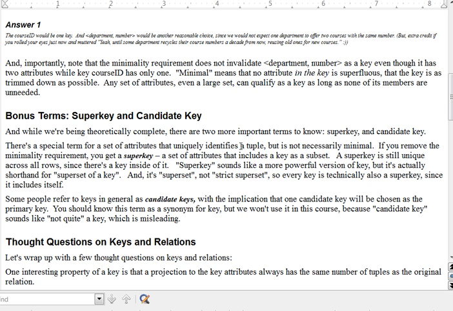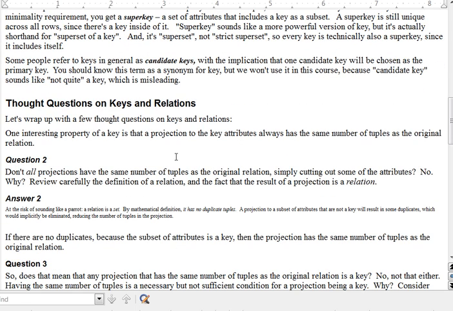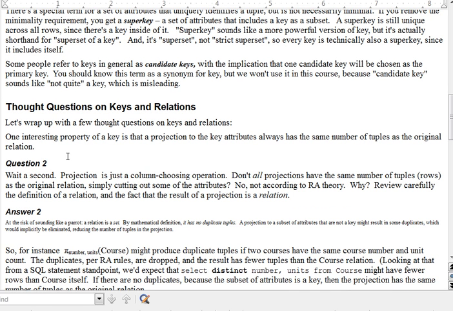Okay, let's wrap up with a few thought questions on keys and relations, just to make sure these ideas are clear. For instance, one interesting property of a key is that a projection to the key attributes always has the same number of tuples as the original relation. So, wait a second here. Projection is just a column choosing operation. Don't all projections then have the same number of tuples or rows as the original relation, simply cutting out some of the attributes? No, that's not true according to relational algebra theory. Why? Review carefully the definition of a relation and the fact that the result of a projection is a relation.